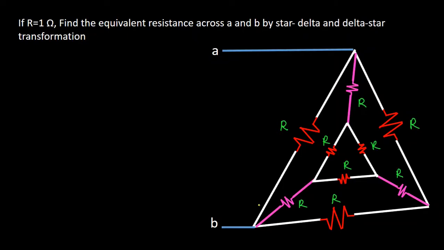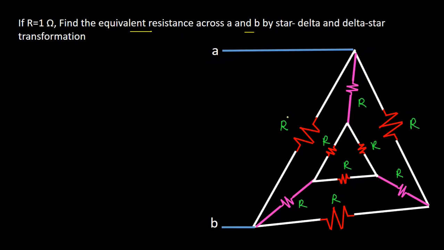In the last classes we have already studied star to delta and delta to star transformation along with derivation and some solved problems. So in this video we are going to solve another problem related to star to delta and delta to star transformation. So the question: if resistance R is equal to 1 ohm, find the equivalent resistance across A and B by star to delta and delta to star transformation.